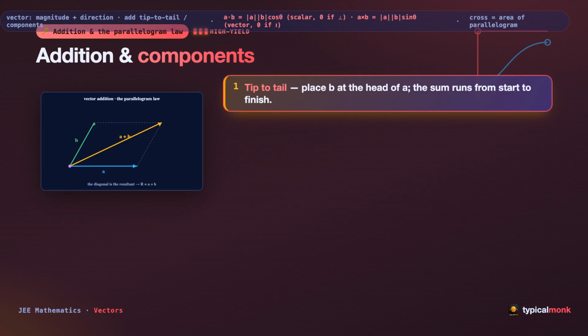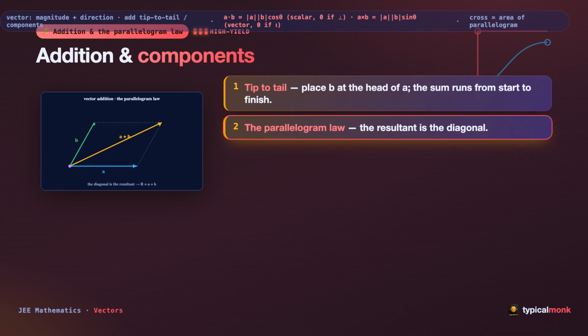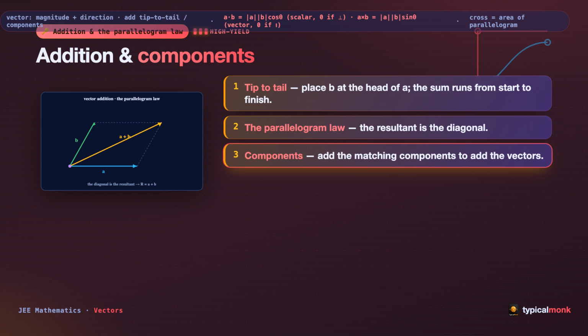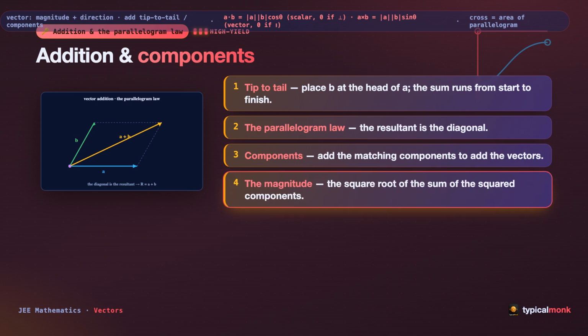Now look at the picture. The parallelogram law. Tip to tail. Place B at the head of A. The sum runs from start to finish. The parallelogram law: the resultant is the diagonal. Components: add the matching components to add the vectors. The magnitude: the square root of the sum of the squared components.